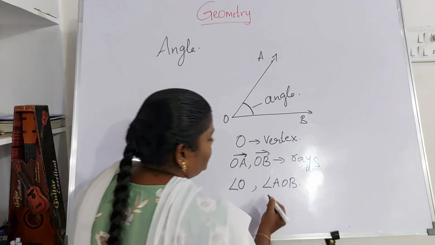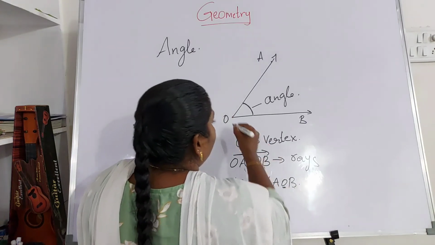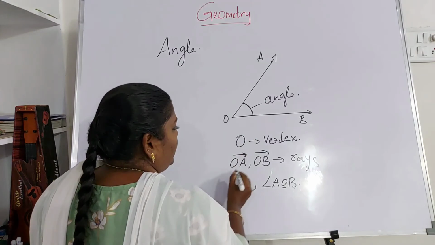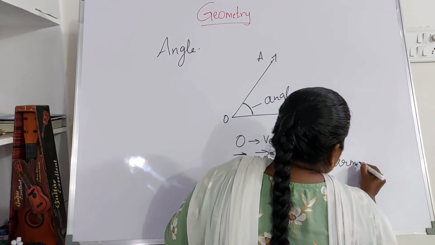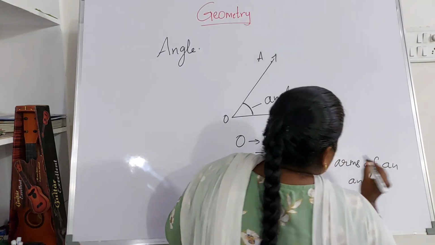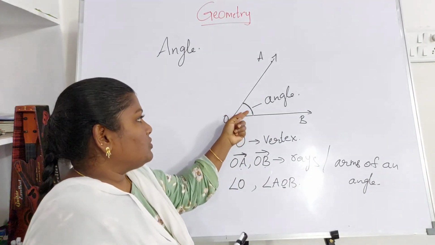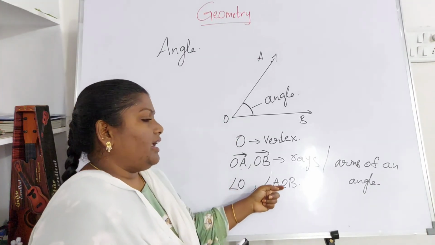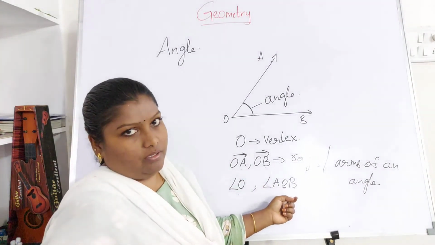Why am I representing it in this way? There is an angle between AOB. So near O, it is a vertex and there is an angle formed. Here OA and OB are also called the arms of an angle. I repeat once again, when 2 rays meet at a point, an angle is formed. So here the angle is represented as angle O or angle AOB.